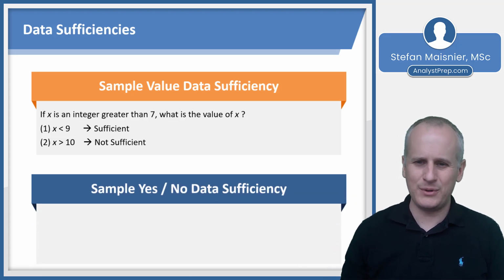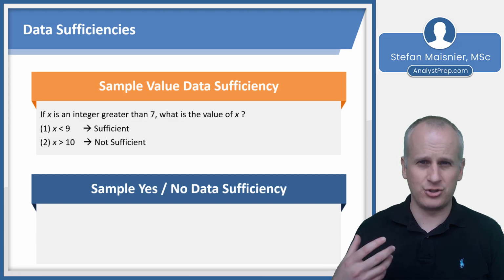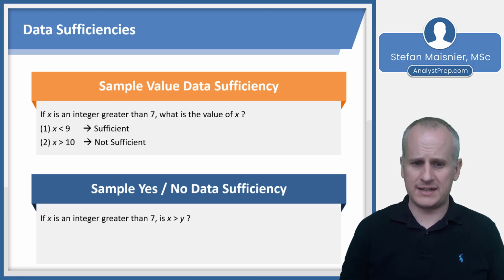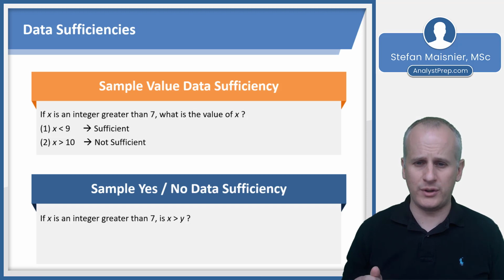Now, a yes-no data sufficiency just kind of changes the question a little bit. So here we're being asked, if x is an integer greater than 7, is x greater than y? So we get the same root statement of x is an integer, it's greater than 7, but now we're being asked to compare x to some other value y definitively.